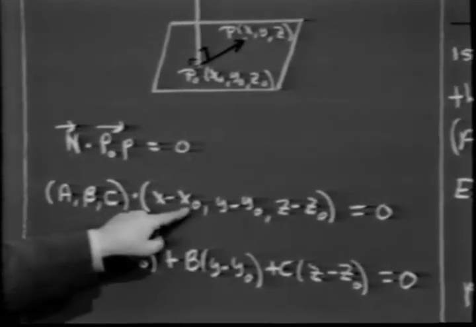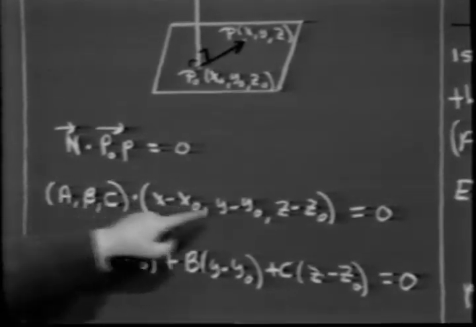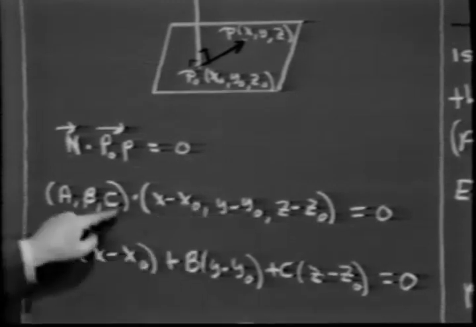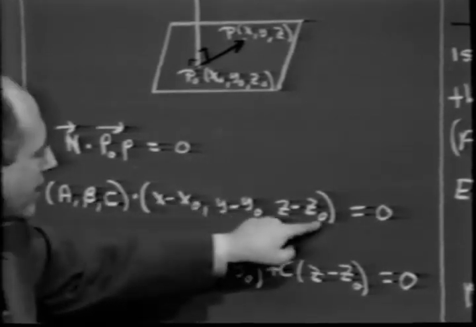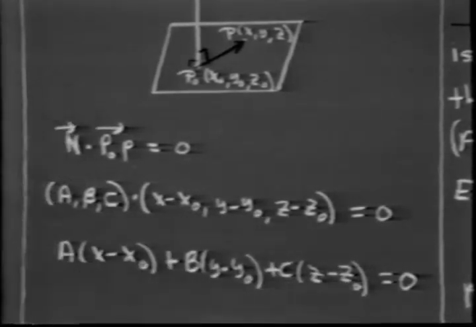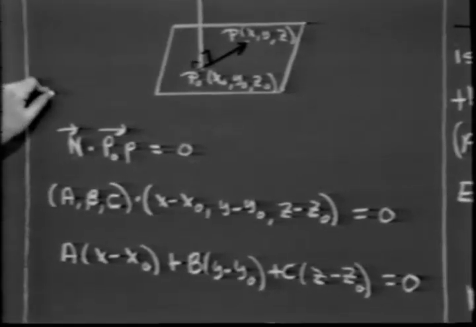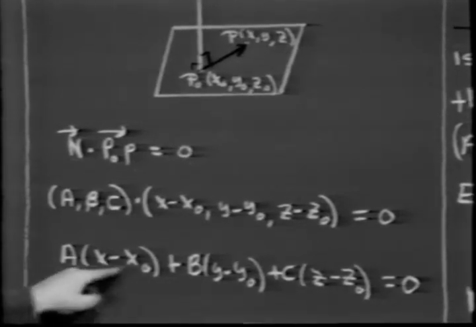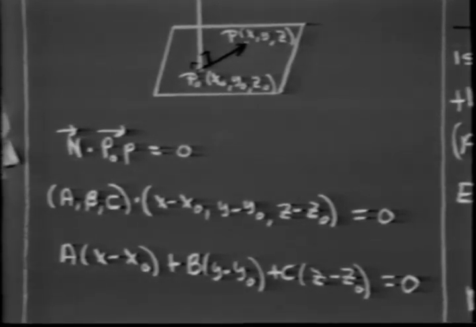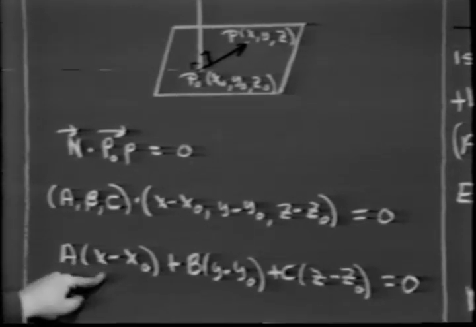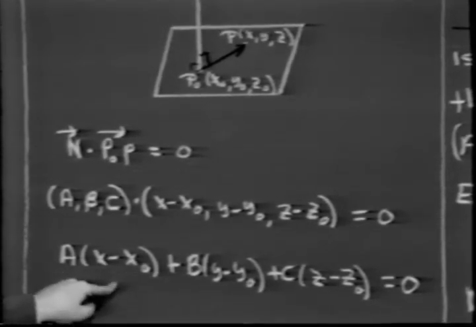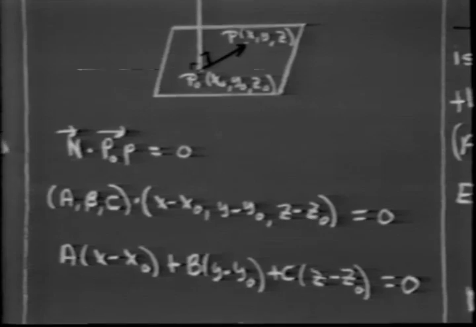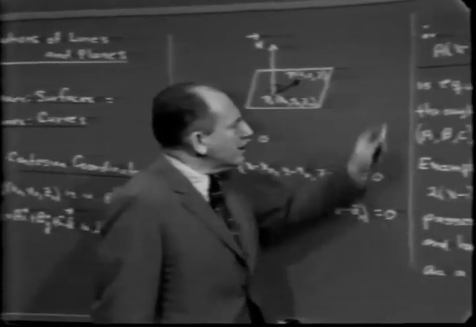A times x minus x0 plus b times y minus y0 plus c times z minus z0 equals 0. By the way, each of these steps is reversible, meaning that under these given conditions, the point x, y, z is in the given plane if and only if this equation here is satisfied. Another way of saying that is what?